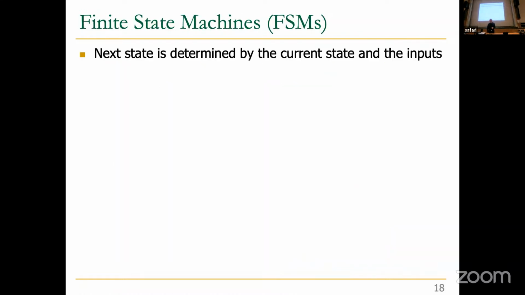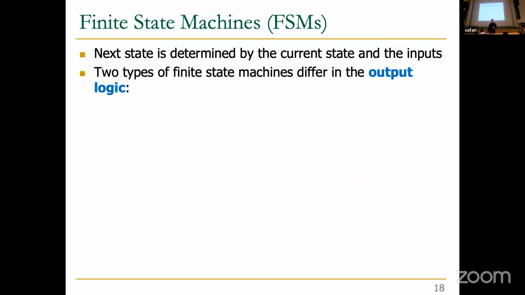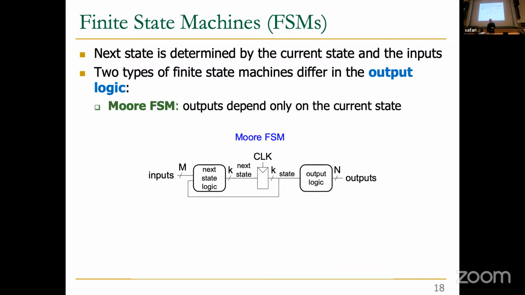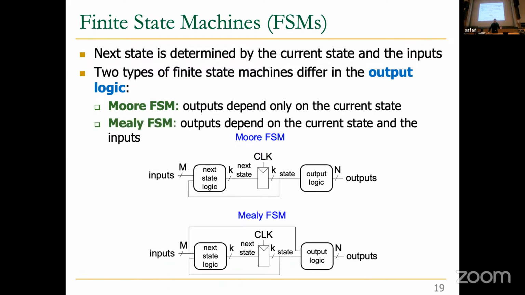Okay, so finite state machines, we said that next state is determined by the current state and the inputs. And there are actually 2 different types of finite state machines, depending on what the outputs depend on. In a Moore type of finite state machine, the output depends only on the current state. So output is really solely a function of the current state. And we will see this. And we will also see a Mealy type of finite state machine where the output depends on the current state as well as the inputs.